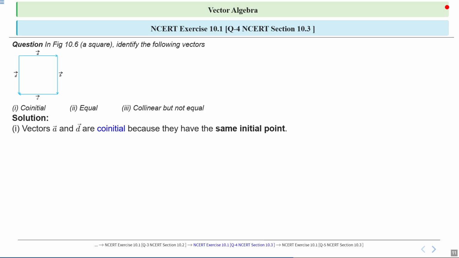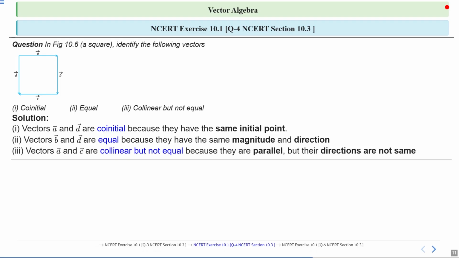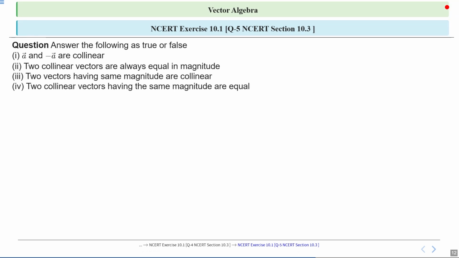Vectors A vector and D vector are co-initial because they have the same initial point, right? Second, vector B vector and D vector are equal because they have the same magnitude and direction. Third, vectors A vector and C vector are collinear but not equal because they are parallel but their directions are not the same. Okay.